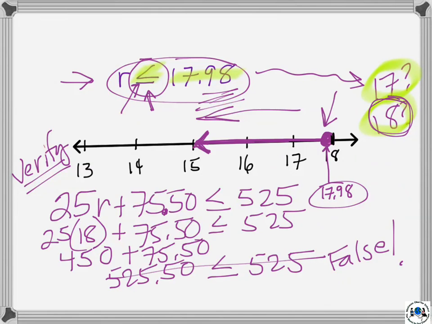Common sense would tell us that if we were to subtract 25 off of this, that would equal what? $500.50, and that would be correct. So yeah, 17 is a verifiable solution. 18 is verifiably not a solution.